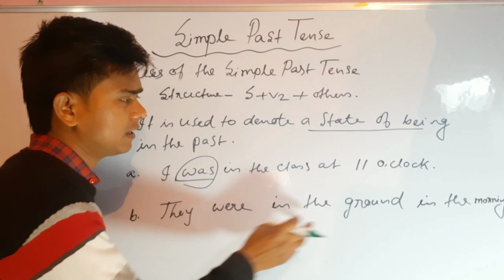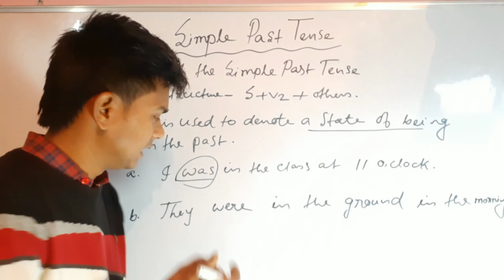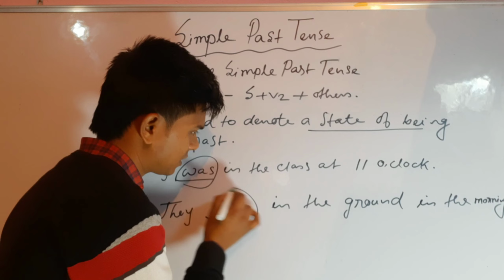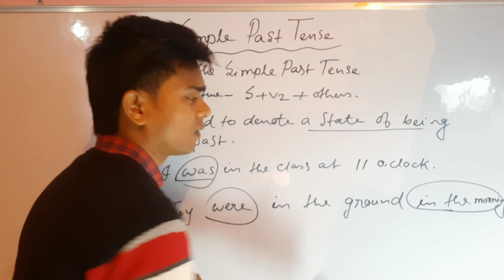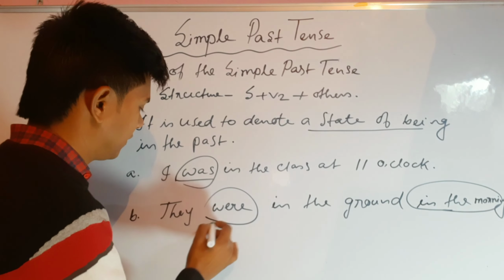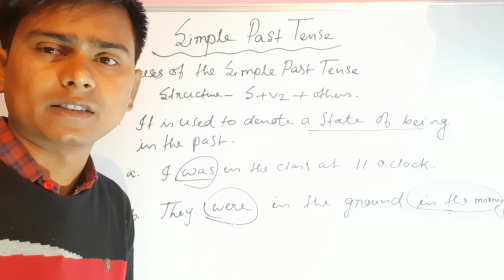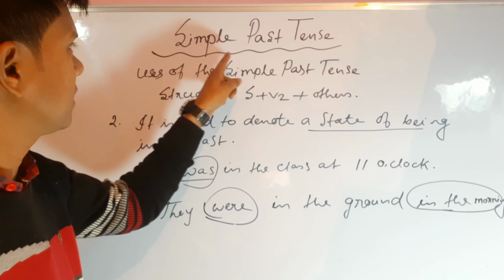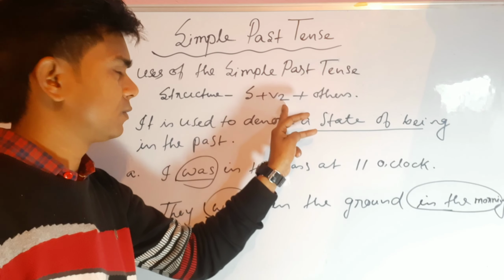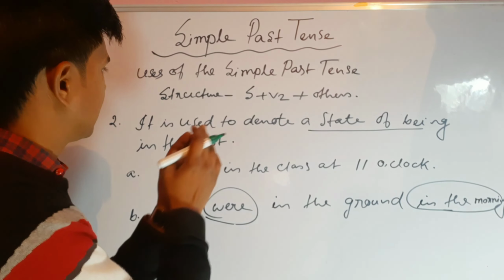Next one, they were in the ground in the morning, right? The state of being took place in the morning, which means it took place in the past, right? So this way simple past tense works in sentences, right? I have already mentioned the structure here. We use the subject and then we use the V2 form of the verb, then we write other words, right?